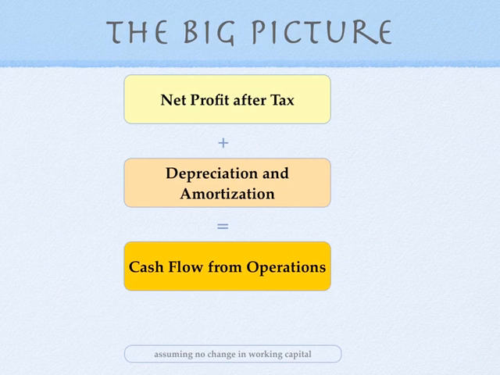So what is the big picture? Start with net profit after tax, add depreciation and amortization, and you get the cash flow from operation, all assuming that there is no change in working capital. The effect of change in working capital will be discussed next.